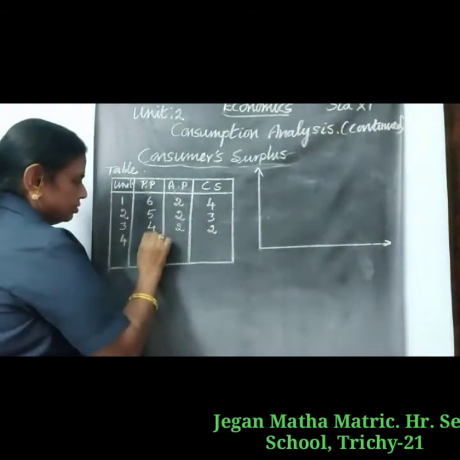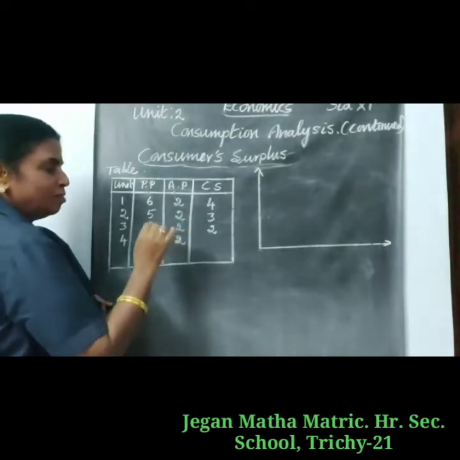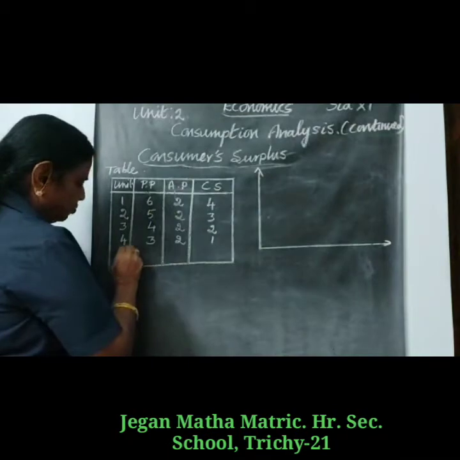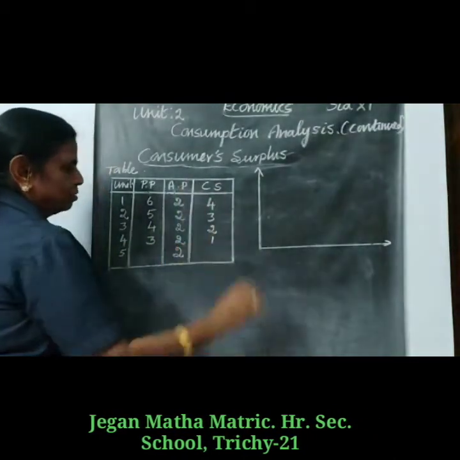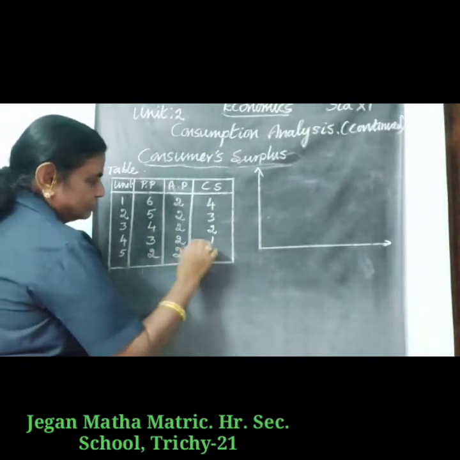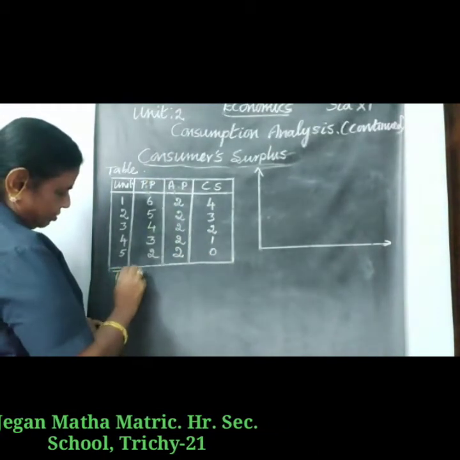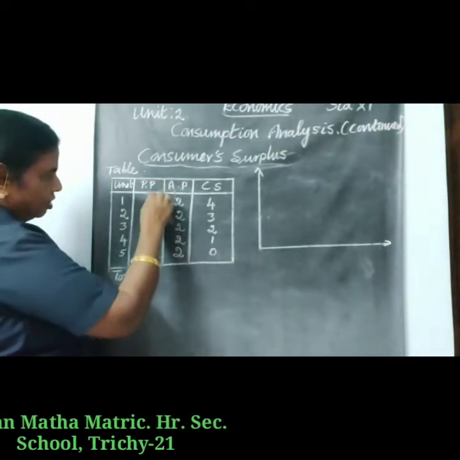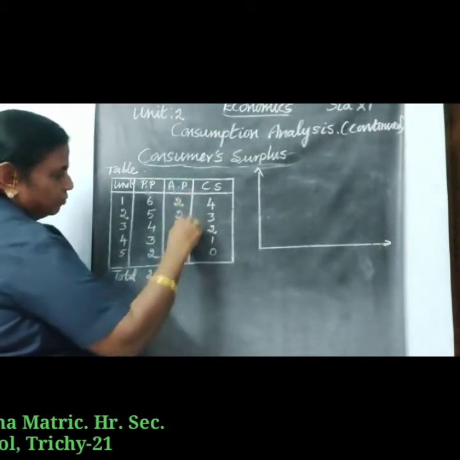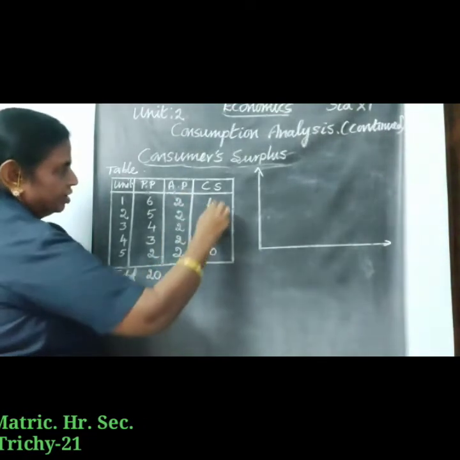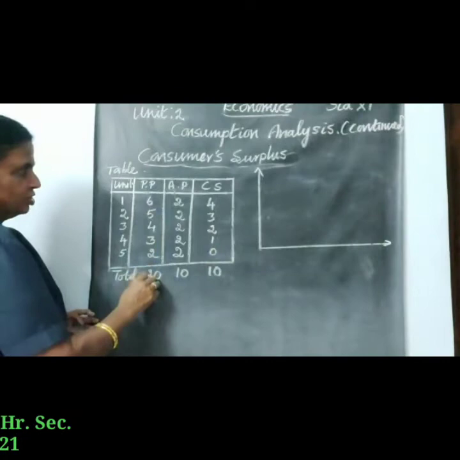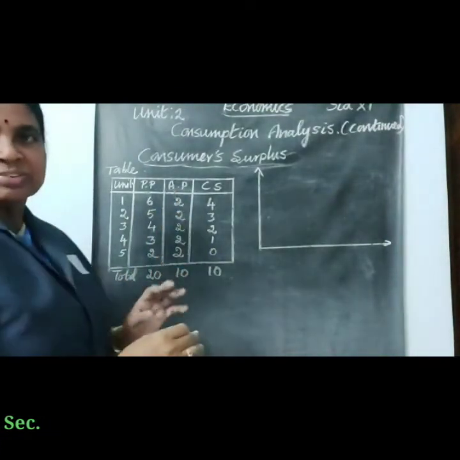Fourth: the consumer is willing to pay 3 rupees when the apple's actual price is 2 rupees. So 1 rupee becomes the consumer surplus. And fifth: actual price of the apple is 2 rupees, and the consumer is willing to pay only 2 rupees. So 2 minus 2, 0. Now the total: potential price 6 plus 5 plus 4 plus 3 plus 2, 20. Actual price 5 into 2, so 10. And consumer surplus 4 plus 3, 7 plus 2, 9 plus 1, 10. So potential price is 20 and actual price is 10. So the consumer surplus is 10.